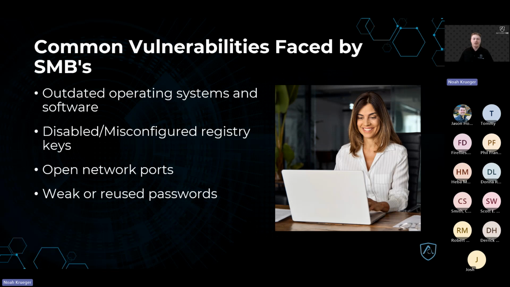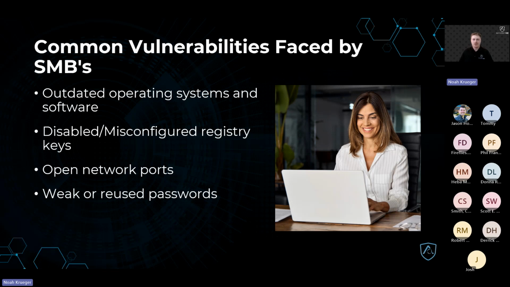Other outdated software that we commonly see are browsers such as Chrome and Firefox that are missing updates, haven't been updated for a while, as well as business applications such as Adobe and Photoshop that haven't been updated for some time. Other common vulnerabilities that can't be fixed with regular patching schedules and cadences that we commonly see are disabled or misconfigured Windows registry keys.